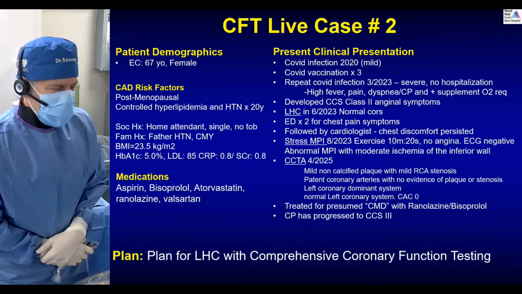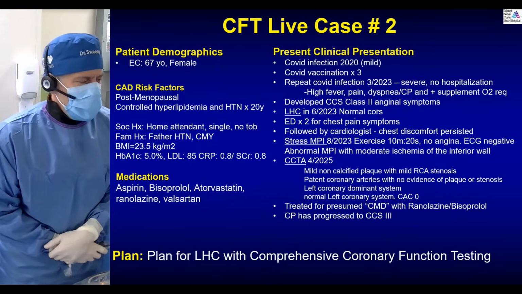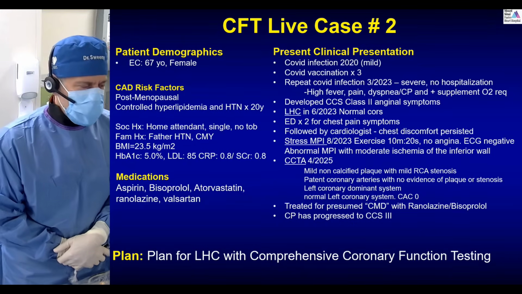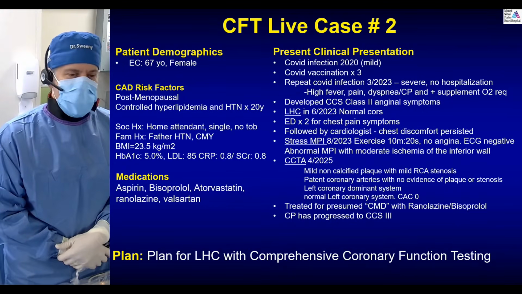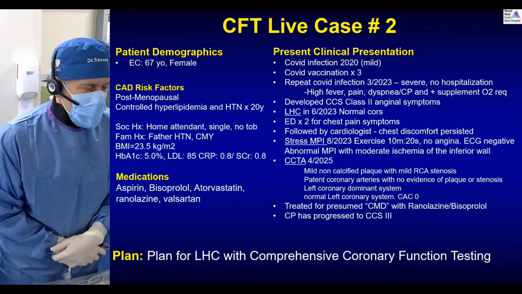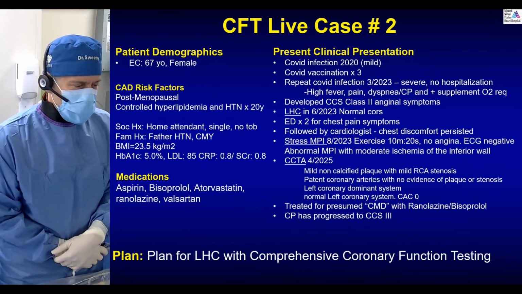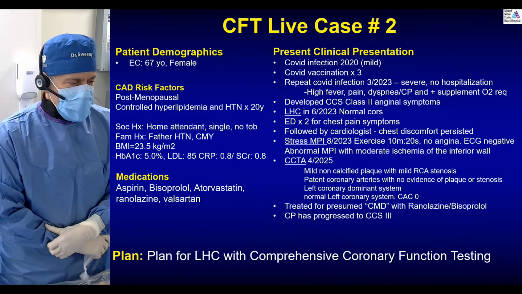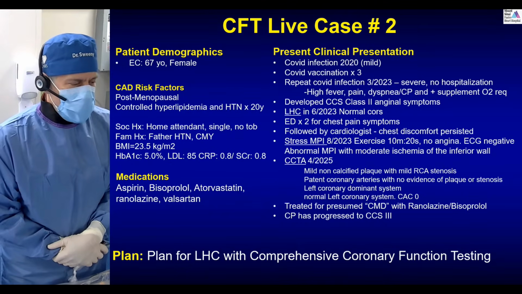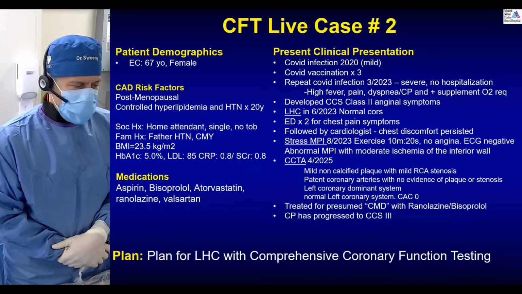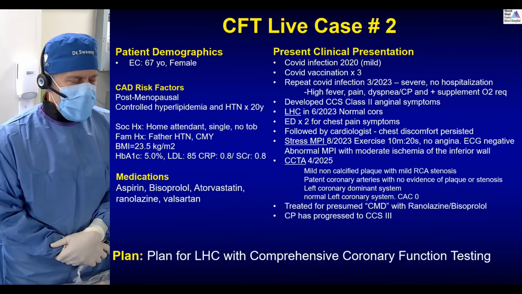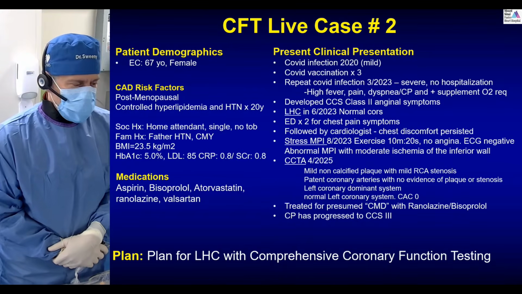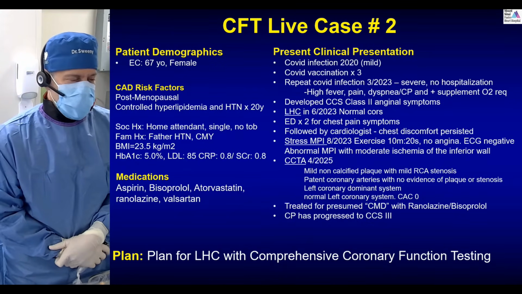So this is our case. This is a 67-year-old female. She carries cardiovascular risk factors, which include a postmenopausal state and controlled hyperlipidemia and hypertension for the past 20 years. She's a home attendant, she's single, she does not smoke. She had a father with hypertension and an undiagnosed cardiomyopathy. Her BMI was 23, her A1C is 5, an LDL cholesterol of 85, C-reactive protein of 0.8, and a serum creatinine of 0.8. Her current medications include aspirin, bisoprolol, atorvastatin, ranolazine, and valsartan.